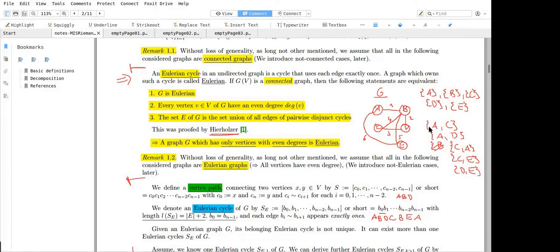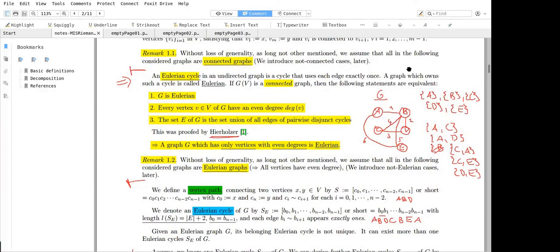And the maximum independent sets would be in this case AC, AD. Oh, we have a double one, it's of course only once. So we have AC, AD, CE, DE as maximum independent sets. And our aim is to find an algorithm to find those maximum sets.